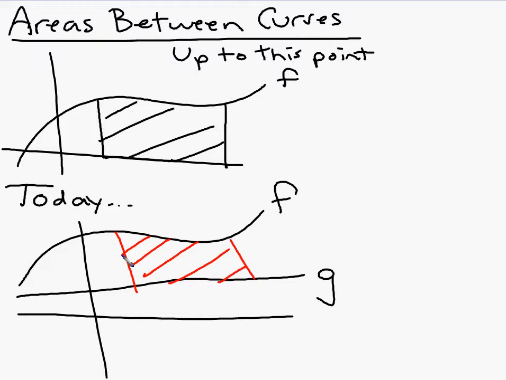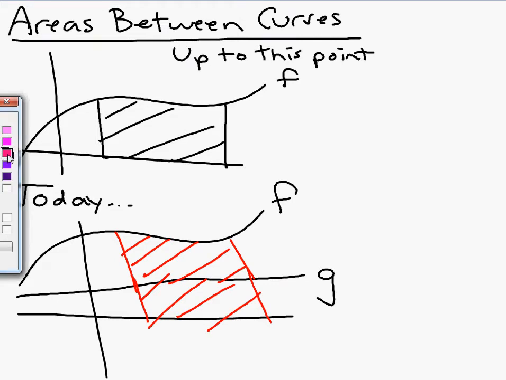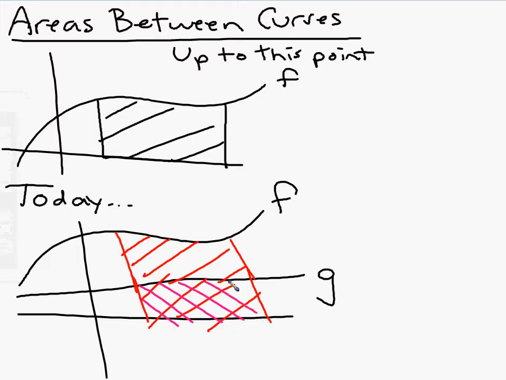If I know the area, let's say that the red is the area between f and the x-axis, and let's say that the pink is the area between g and the x-axis, right? Then I'm just trying to find this in here, which means I need to subtract.